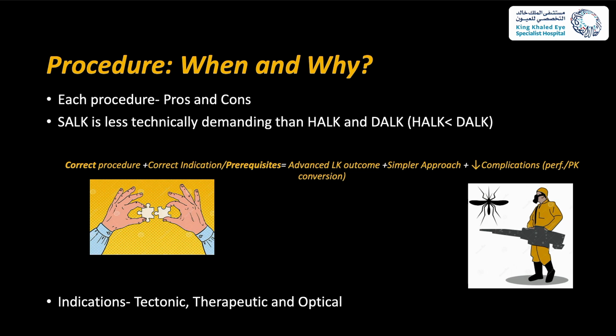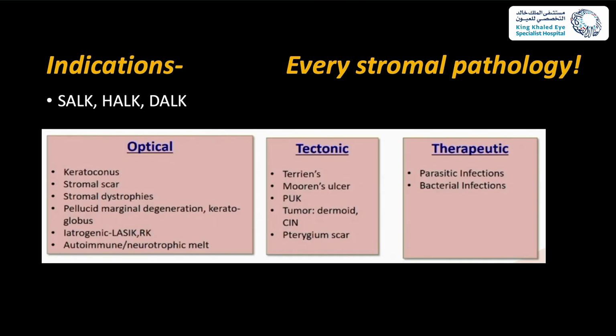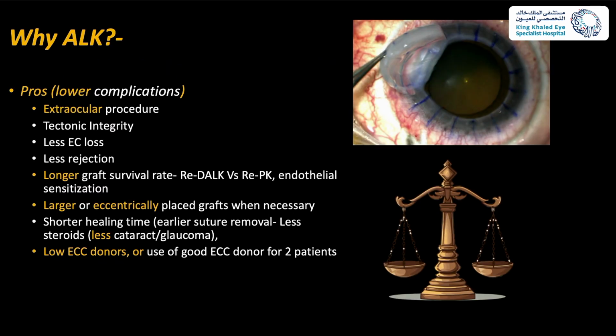The indications for anterior lamellar keratoplasty can be tectonic, therapeutic, and optical. Almost every stromal pathology can be treated with anterior lamellar keratoplasty. So why bother? All types of anterior lamellar keratoplasty have a steep learning curve and demand a lot of technical experience as well as challenges. Why bother and do anterior lamellar keratoplasty? It is an extraocular procedure, and for sure nobody wants to see such an image intraoperatively.